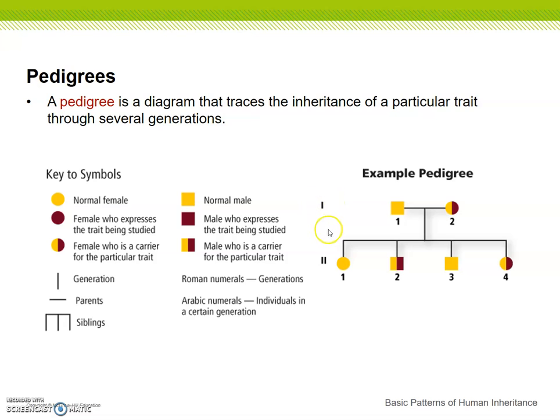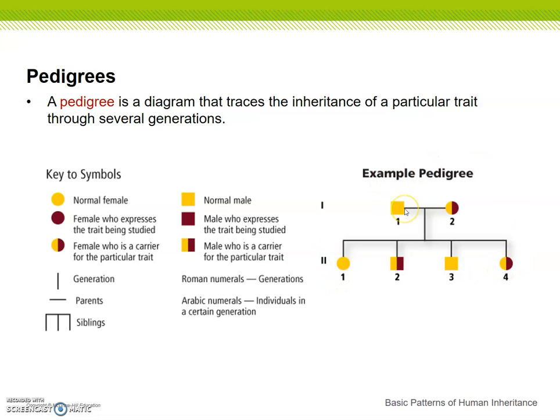The Roman numerals represent each generation, and then Arabic numerals, meaning just regular numbers like 1, 2, 3, 4, those are individuals in that generation. So generation 1 has 2 individuals. Generation 2, we see 4 individuals.